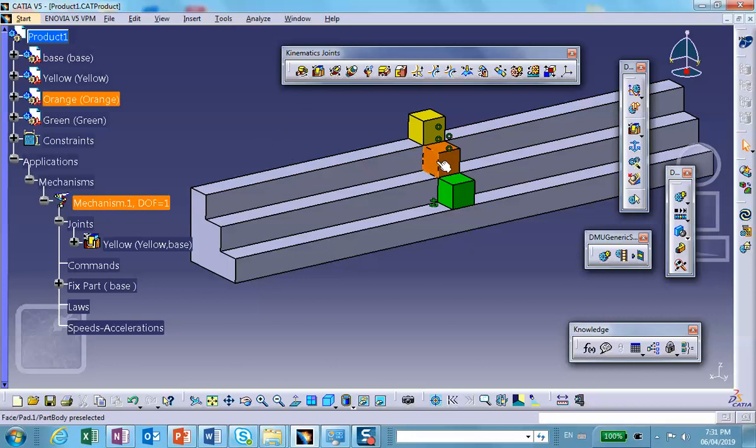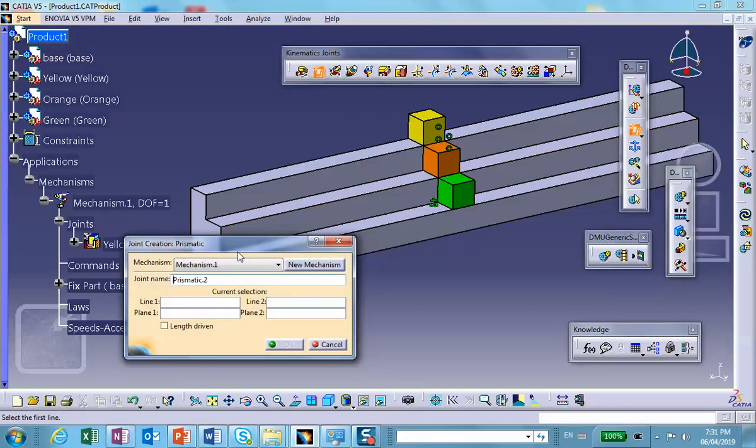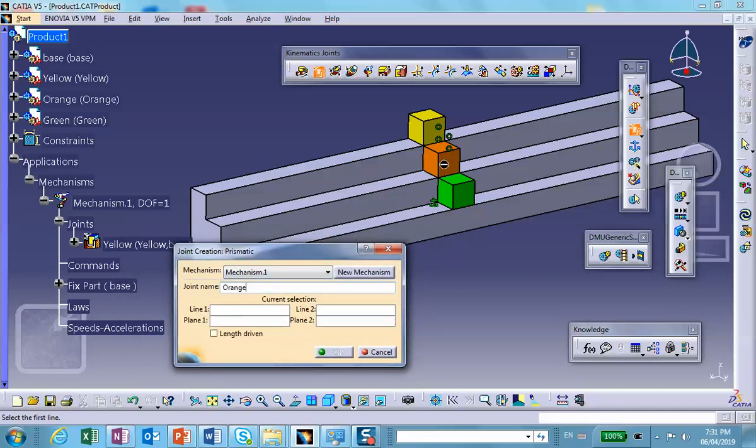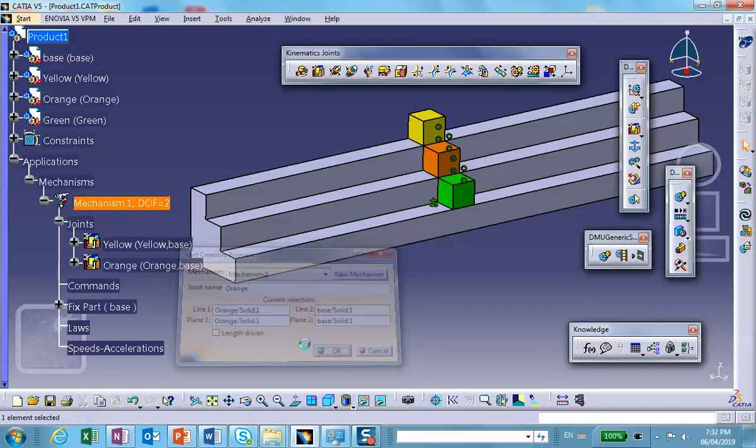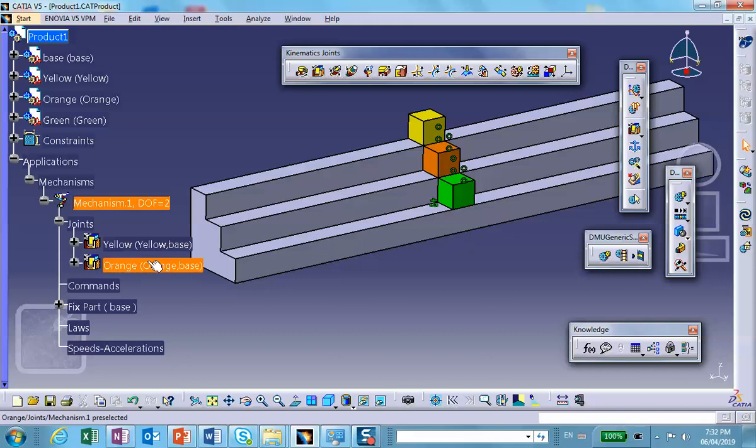Let's do one between the orange and the base. Okay, so another prismatic. I'll call this thing orange. Okay, and so for the line, I'm going to select this line which belongs to the orange piece, orange part, and this line which belongs to the base, and that plane from the orange, and that plane for the base. So here we have our orange prismatic joint.